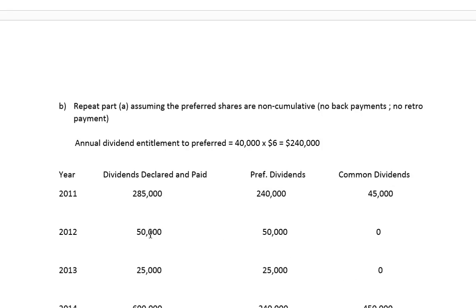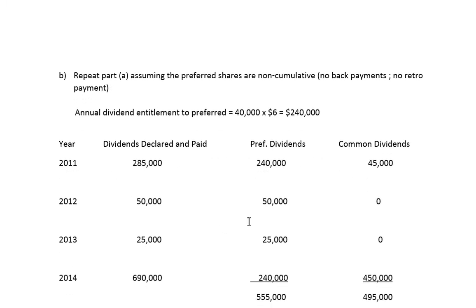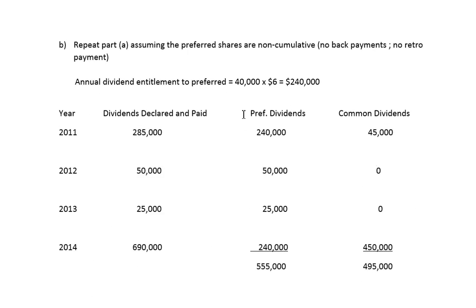Now we only declare $50,000. There's no retro. Preferreds get $50,000, common get nothing. Notice we're not doing a retro calculation because with the preferred shares non-cumulative, the only thing we know is that they get their dividend before common do. So they'll get this $50,000 payment. Common will get nothing. They'll get their $240,000 payment in 2011, and common will only get $45,000, and they'll get that payment before the common do.